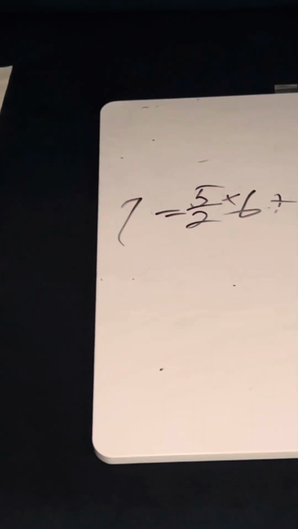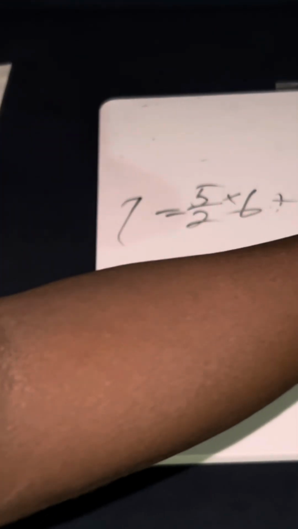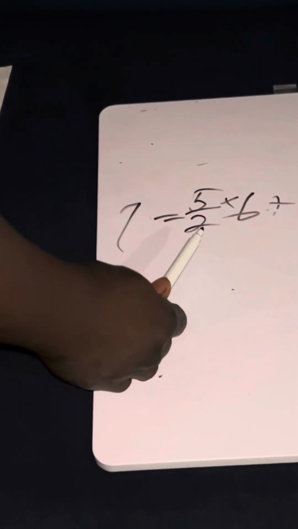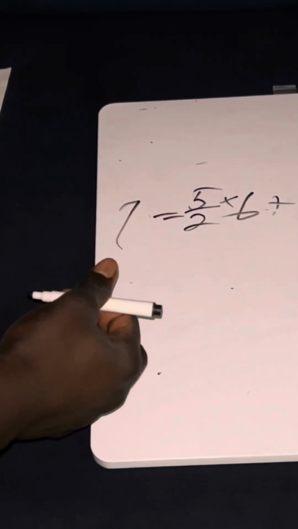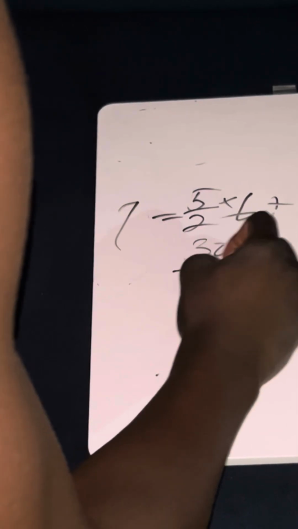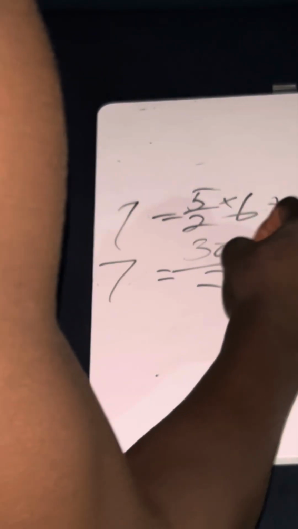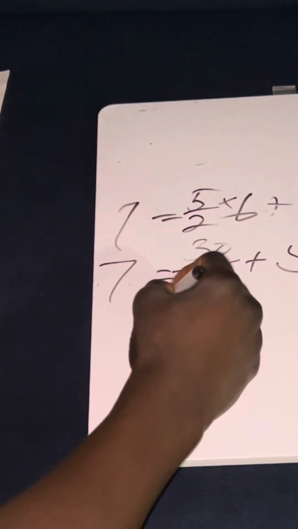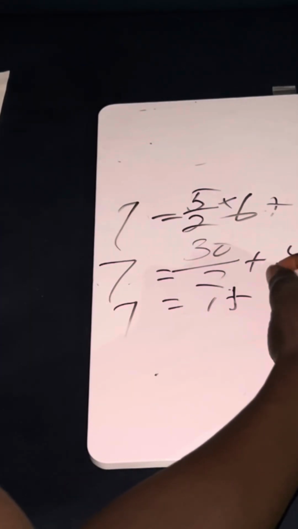We are going to use the order of operations, which is brackets, order, division, multiplication, addition, and subtraction. There's no bracket here, no order here, no division here. So we start with the multiplication, which will be 6 times 5, which is 30. So 30 over 2 equals 7 plus b. 30 divided by 2 will be equal to 15. So 7 is equal to 15 plus b.